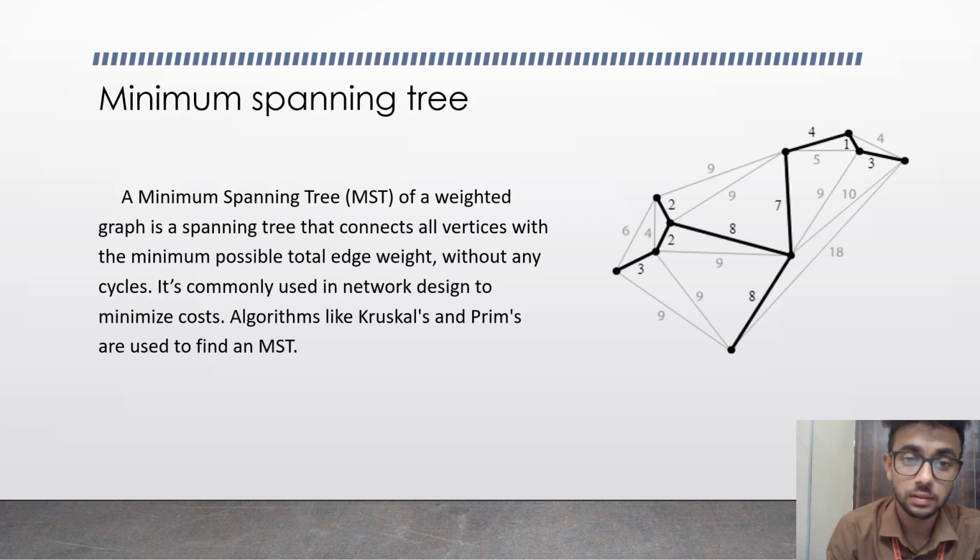Let us discuss the minimum spanning tree. A minimum spanning tree, also known as MST, of a weighted graph is a spanning tree that connects all vertices with the minimum possible total edge weight without any cycles. It is commonly used in network design to minimize costs. Algorithms like Kruskal and Prim are used to find a minimum spanning tree.